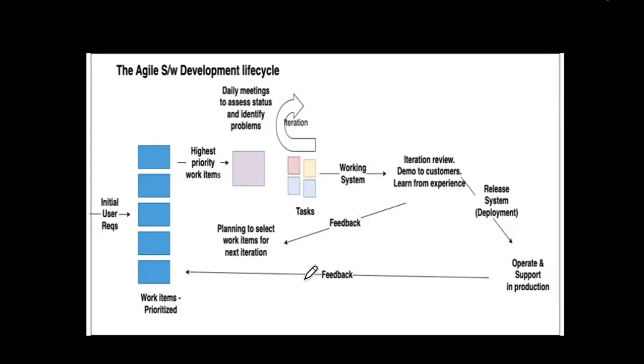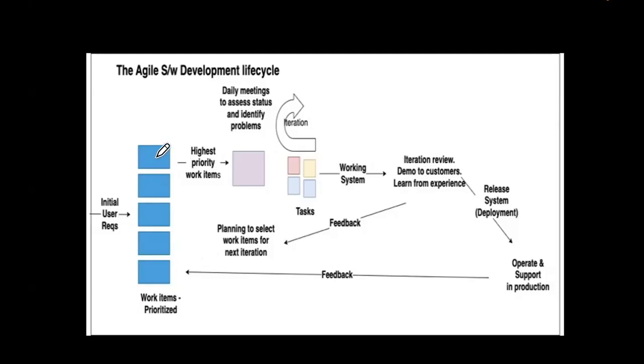And that feedback is brought back into your user requirements stack. It may result in this stack being changed, in terms of new requirements that were low down the stack now being brought up higher, or vice versa. And so after each iteration, we go back all over again.